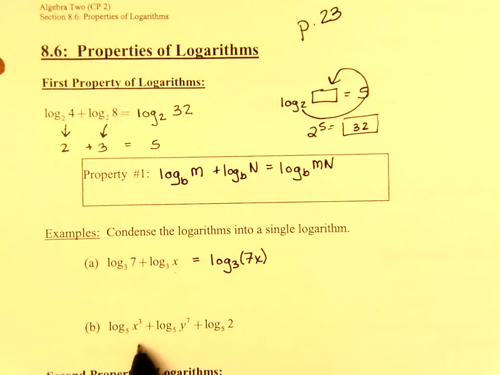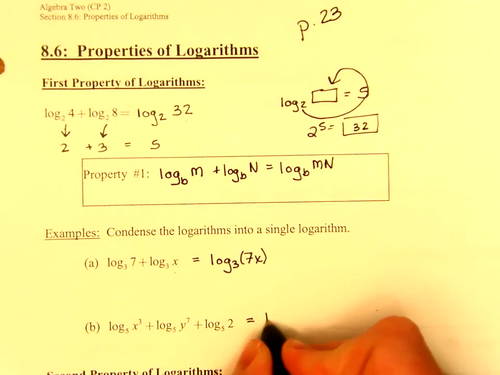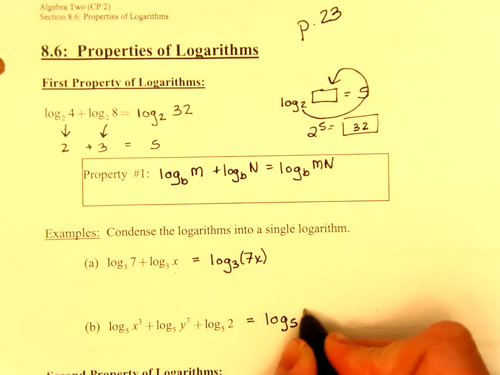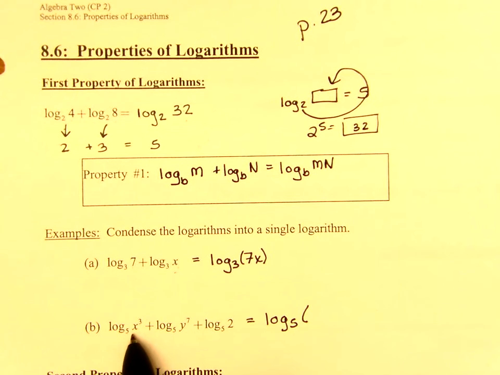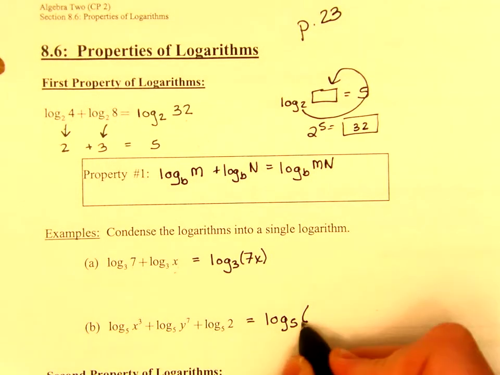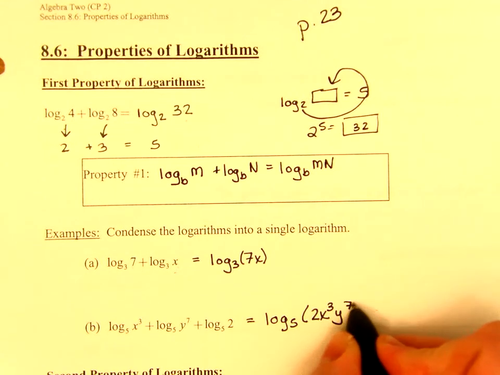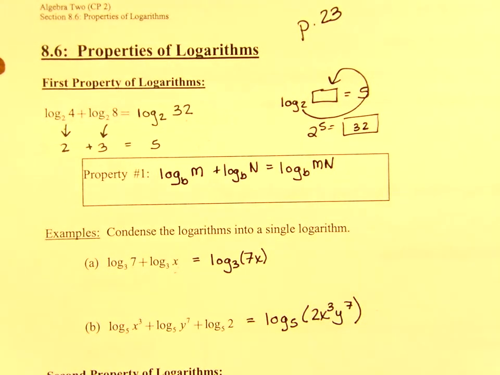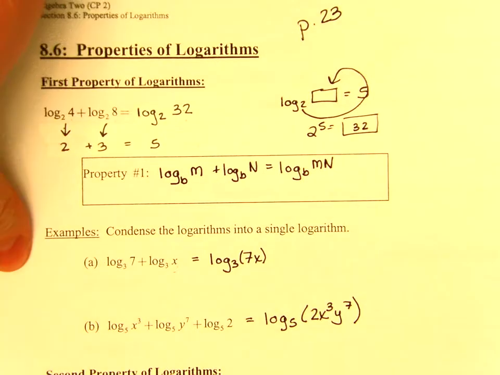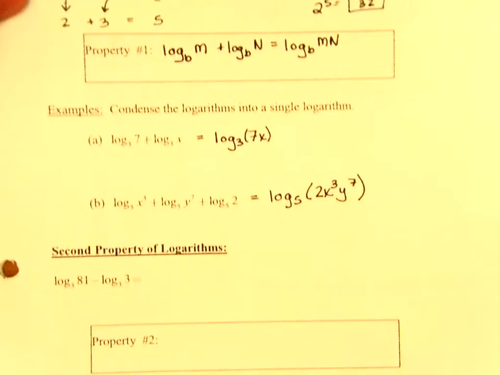Over here, in example B, I'm adding 3 logarithms together. Well, it's going to work in the same way. I'm going to get log base 5 of, and we're just going to multiply x cubed times x to the 7th times 2. Any constant should usually go out front, so I'm going to write this as log base 5 of 2, x to the 3rd, y to the 7th. When you add logarithms, you multiply the stuff inside. We'll come back to this later when we start mixing it with some other properties. But now, we need to look at property 2.